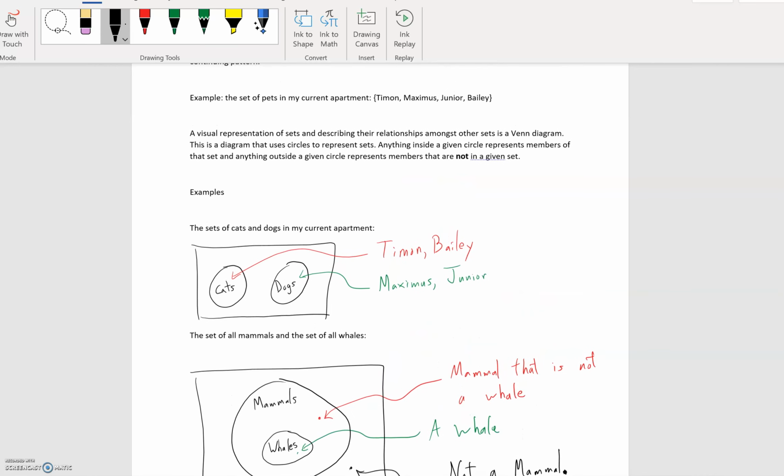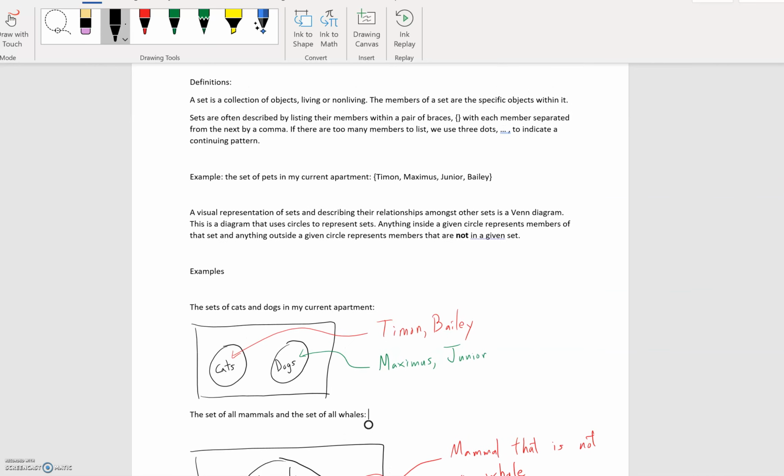I would encourage you to do the following before tomorrow's lecture. Be sure to write down the definitions here for a set and also for a Venn diagram.